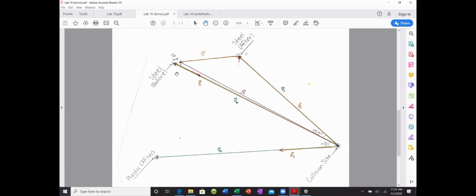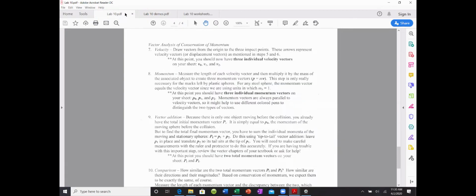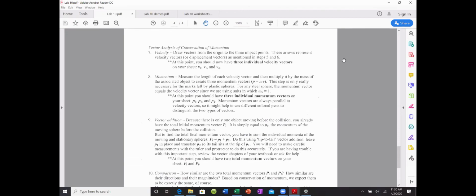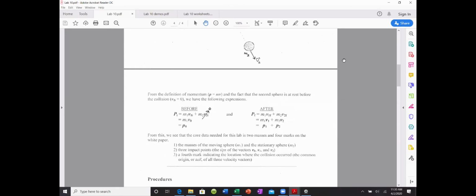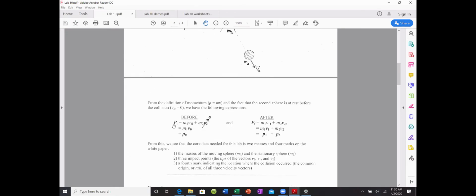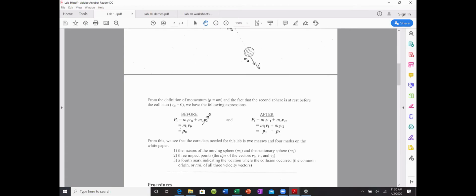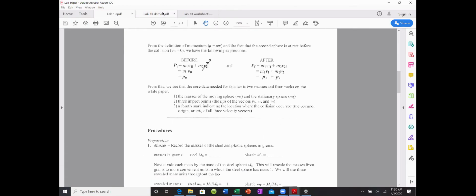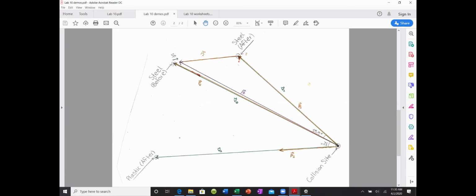So not only is this V0 and P0, this is what in the lab was called capital P initial. Capital P initial is right there because it was the only object moving.